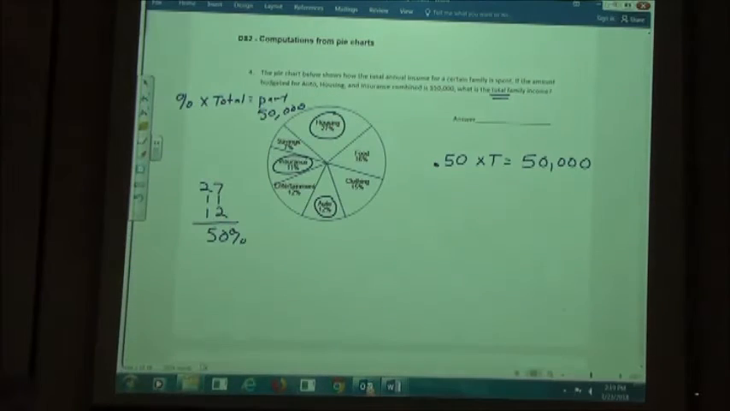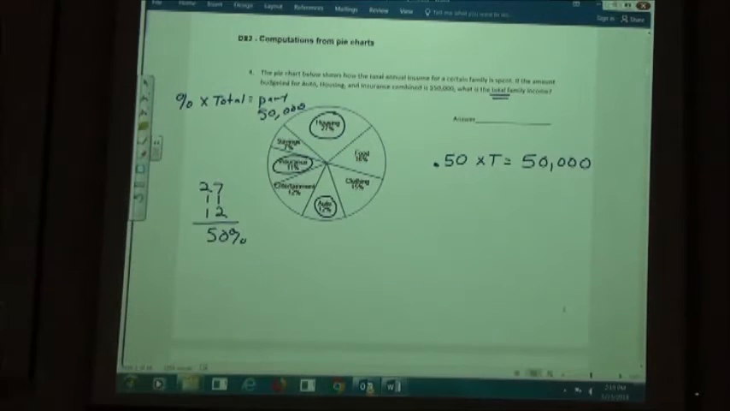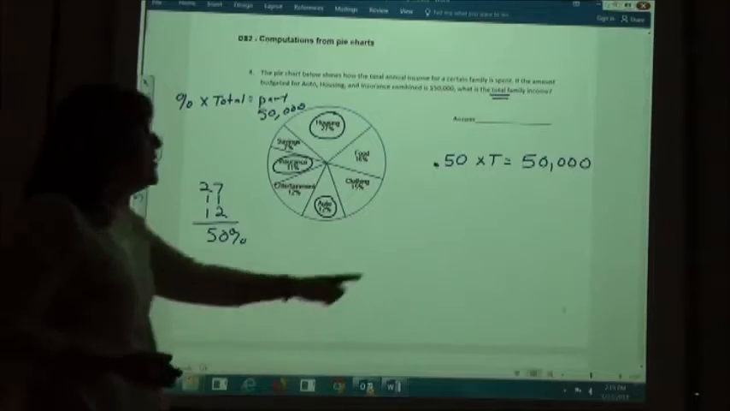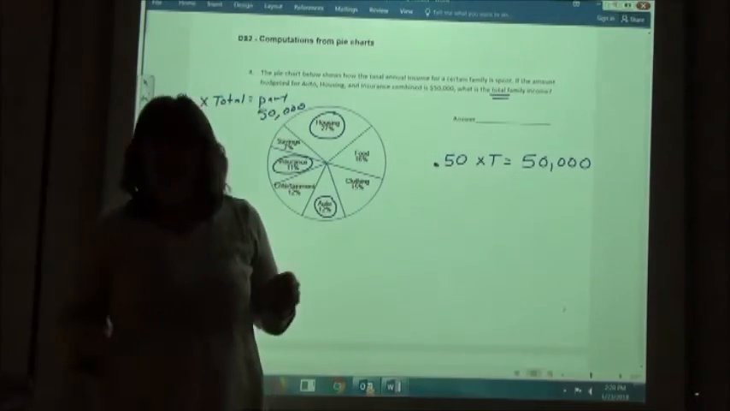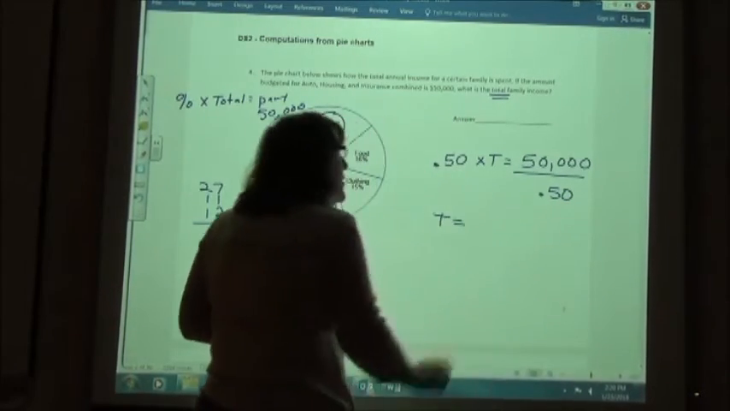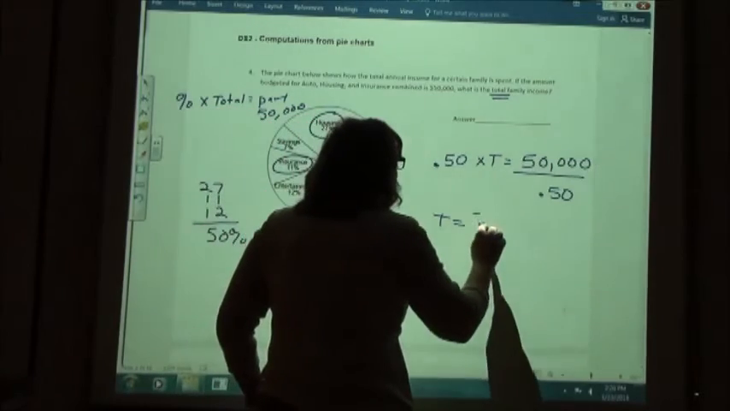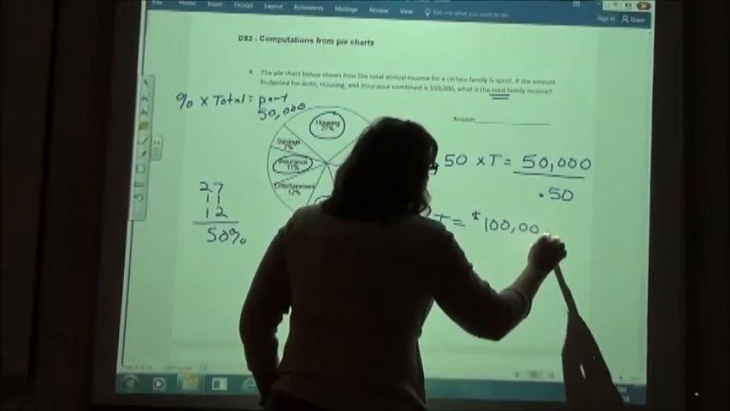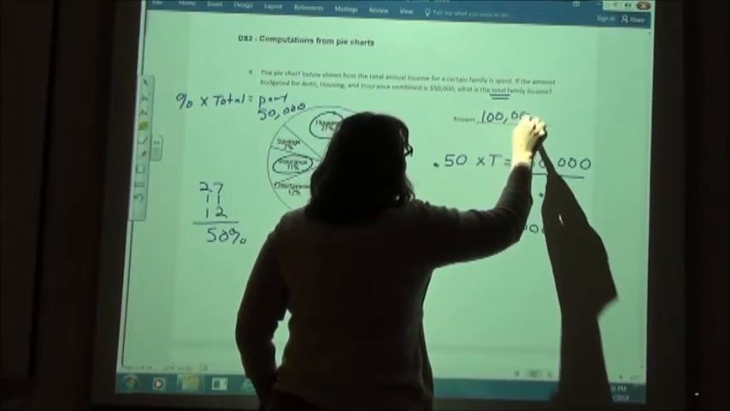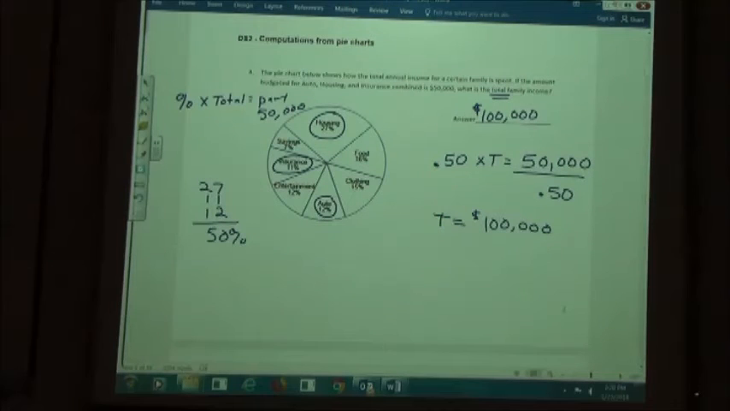If I want to solve that for t, I end up doing what? If I want to solve this for t, what do I have to do? Divide by my 50%, right? So we're going to take our $50,000 and divide it by our 50%. We get 100,000. You maybe knew that without doing any calculations because 50% would have been half. If half of it was 50,000, the whole thing would have been 100,000, right?